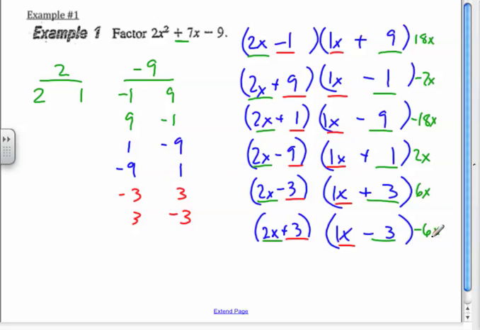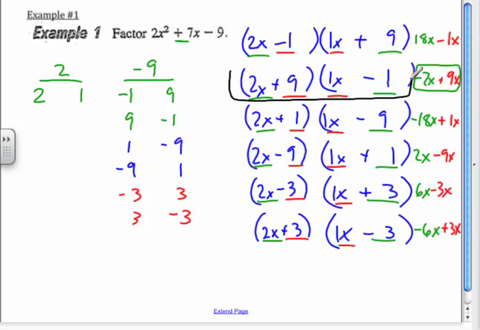And then when I multiply the insides, I get negative 1x and positive 9x and positive 1x and negative 9x and negative 3x, plus 3x. Now the question is, which one of these gives me 7x? Well, guys, you can see right now, negative 2x plus 9x gives me 7x. So the correct factored form is 2x plus 9 times 1x minus 1.